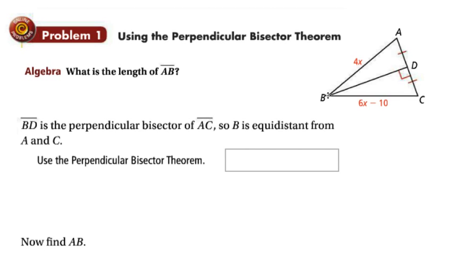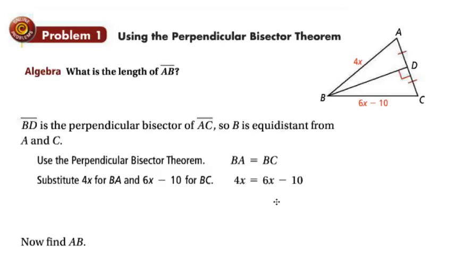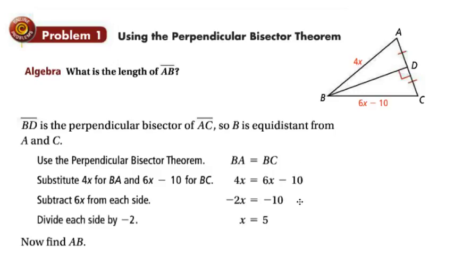So we could say that BD is a perpendicular bisector. So B is equidistant from A and from C. And what that means is we can set BA equal to BC then, because it is on the perpendicular bisector line. So BA is congruent to BC, but then we can substitute what those equations are, 4x for BA and 6x minus 10 for BC. And then we can solve that, subtracting 6x from both sides. We get minus 2x equals minus 10. And lastly, dividing by negative 2, we get x equal to 5.